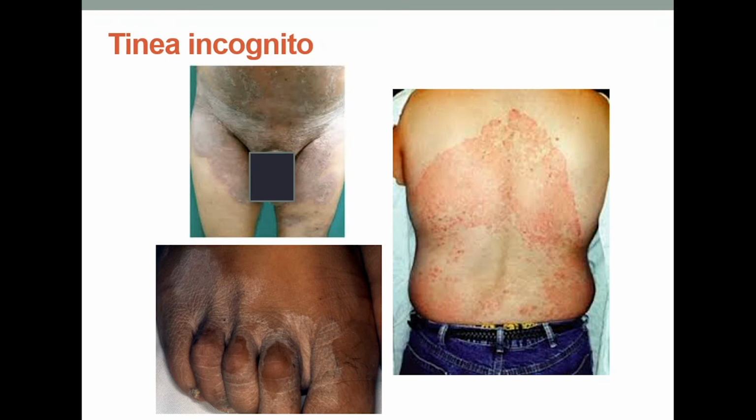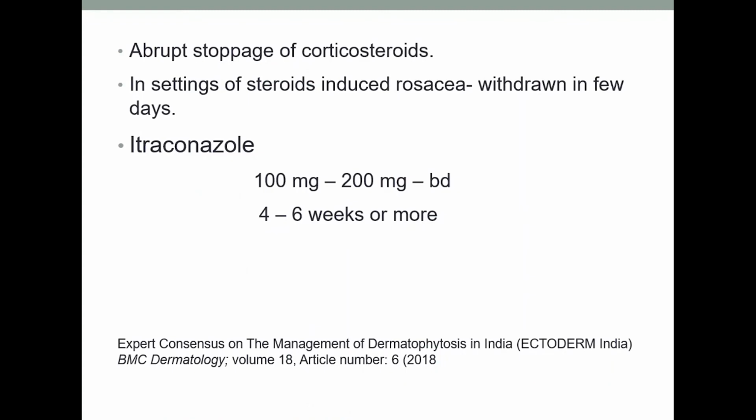Tinea incognito. It's a mycotic infection of the skin that has been modified by improper use of steroids and other topical immunomodulators. Next. Then we need to stop corticosteroids abruptly, but in the setting of steroid-induced rosacea, we need to withdraw in a few days' time. The drug treatment is itraconazole, usually 100 to 200 milligram BD for a quite longer duration, 4 to 6 weeks.